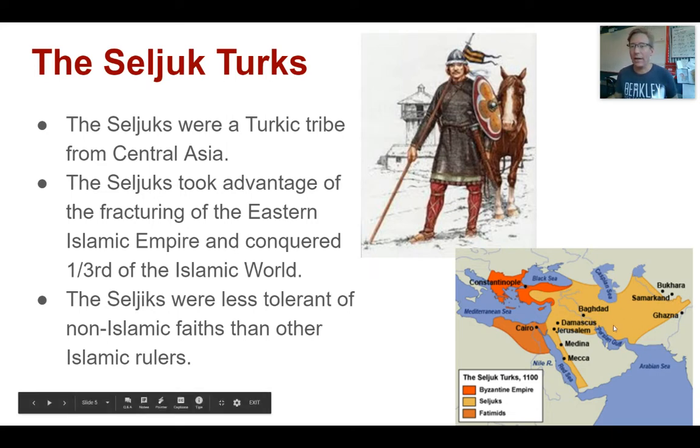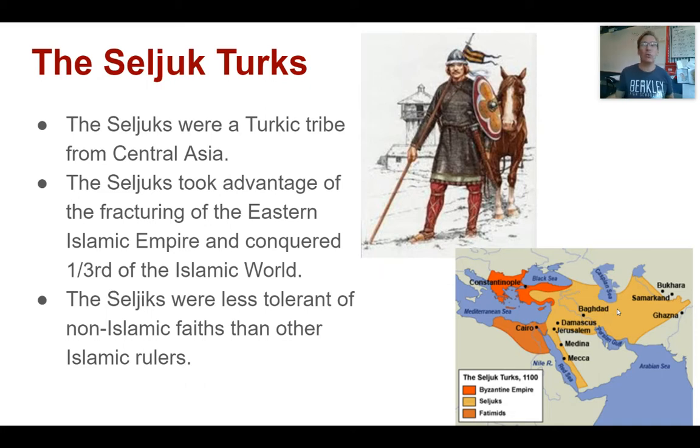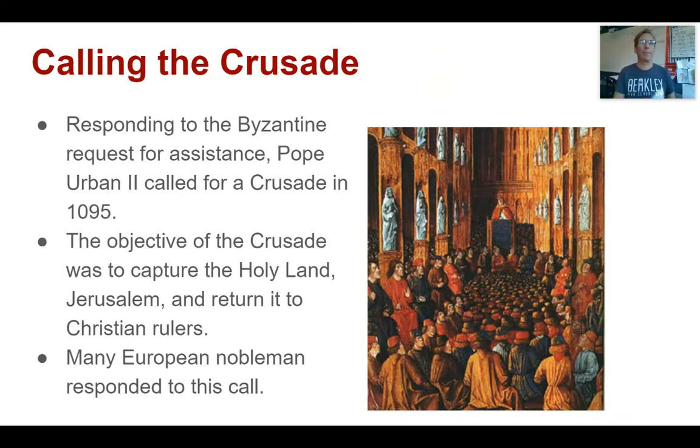This territory right here, what we kind of think of as the heart of the Islamic world, comes under the control of Seljuk Turks, non-Arab people. They're Turkish. The Seljuks, however, were less tolerant of non-Islamic faiths than other Islamic rulers had been. So all that religious tolerance we talked about in previous lessons, how Islam was really accommodating to Christianity and Judaism, the Seljuks not so much. They wanted a Muslim empire.